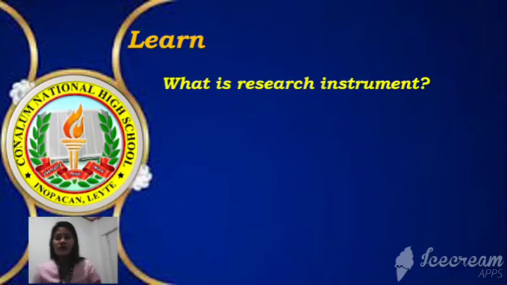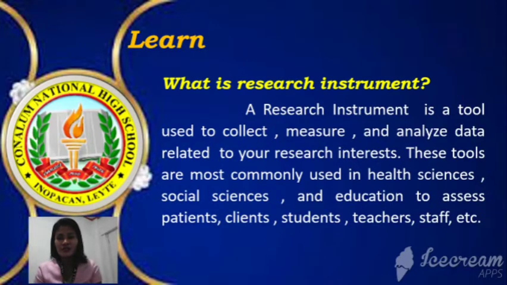We are now on our Learn in your learning activity sheets. You can see there, I have been talking always about research instrument. Now, what is a research instrument? A research instrument is a tool used to collect, measure, and analyze data related to your research interests. These tools are most commonly used in health sciences, social sciences, and education to assess patients, clients, students, teachers, and staff.